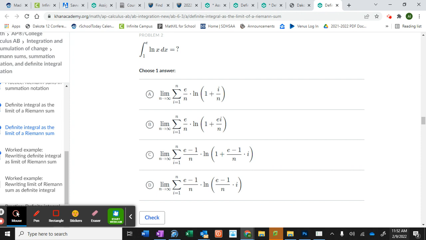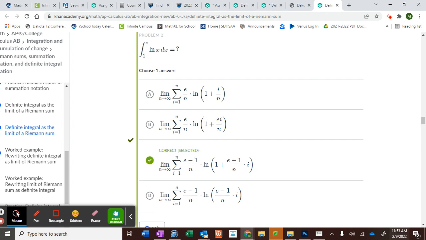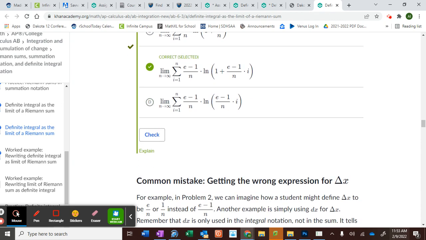Okay? So which is our summation? C. Looks like C. 1 plus e minus 1 over n times I, and then the dx is e minus 1 over n. If I was writing it, I would write this part last. I would write this part, then in parentheses times that part. But hey, it's not me. They wrote it. We're good.